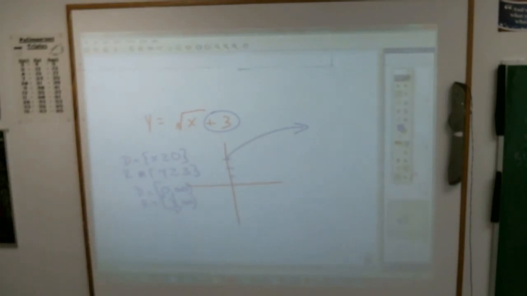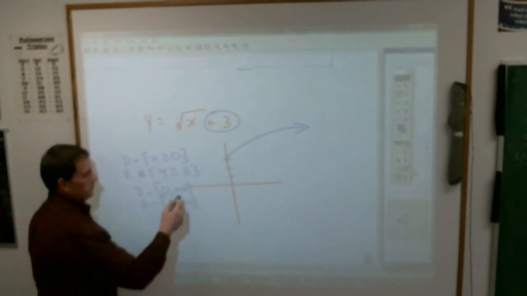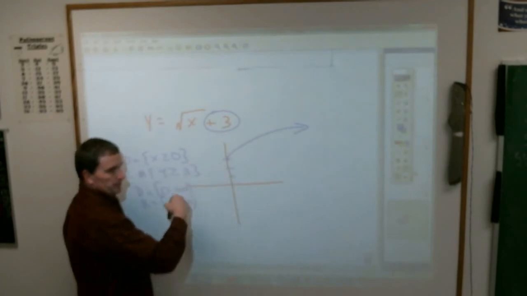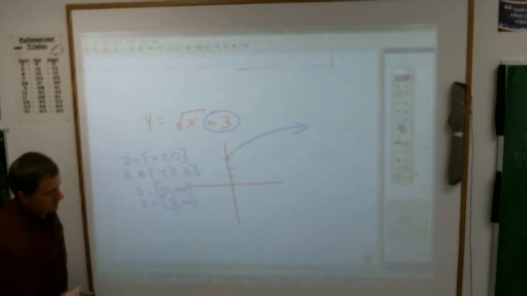Christine? So they always go through? Yes. I believe they'll always go to the right, but that doesn't mean they won't start somewhere in the negative territory. They will always go to the right.